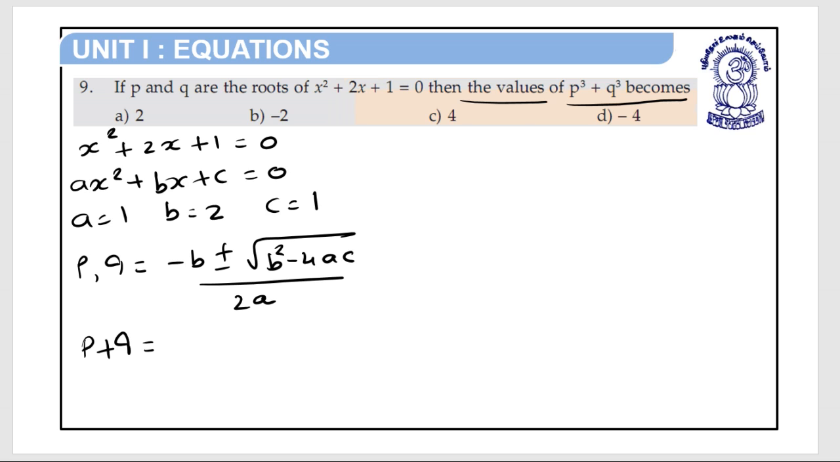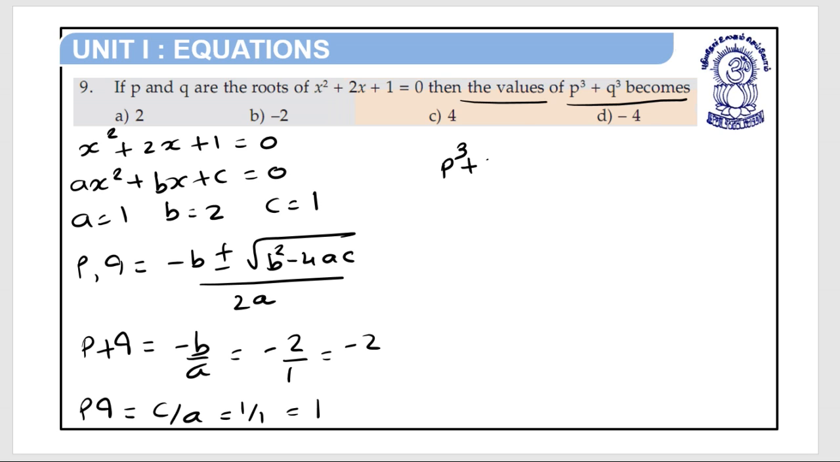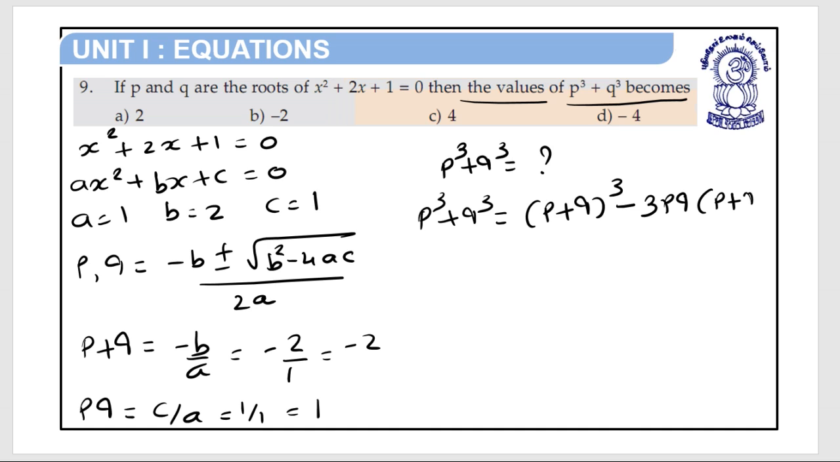Here p plus q is equal to minus b upon a, minus 2 upon 1 is equal to minus 2. And pq is equal to c upon a, 1 by 1 is equal to 1. Now find out the pq plus q cube is equal to, so write p plus q cube minus 3pq into p plus q.